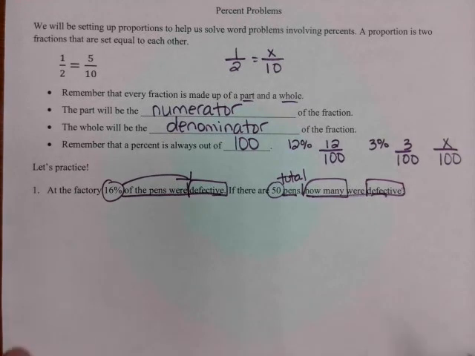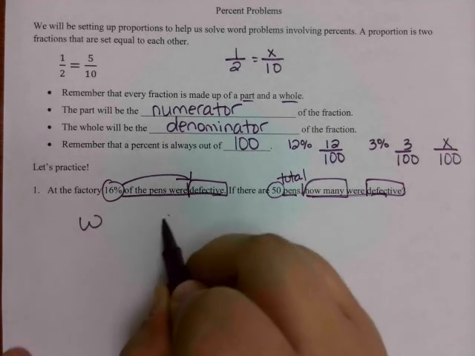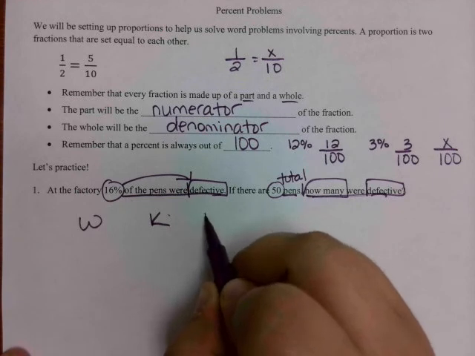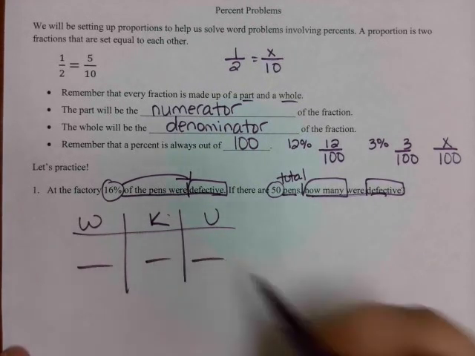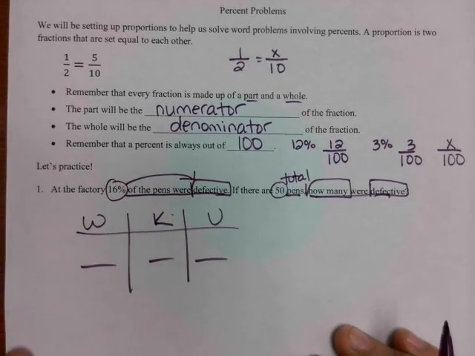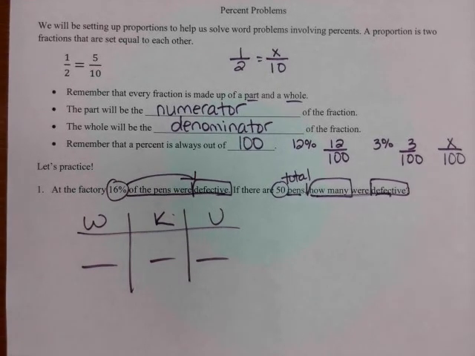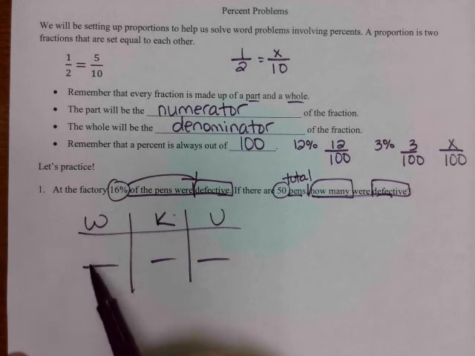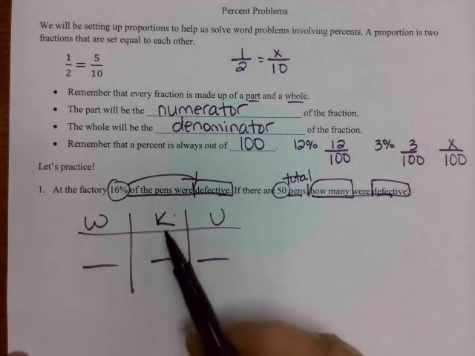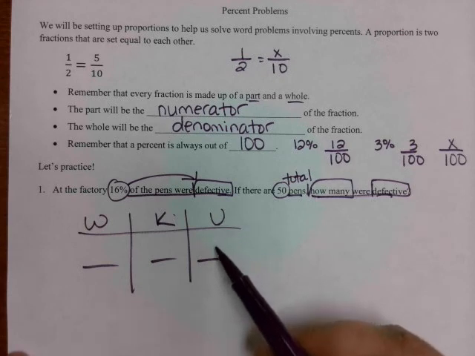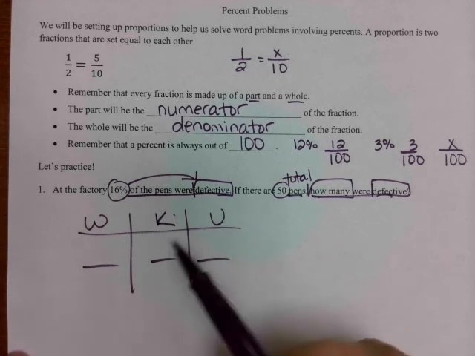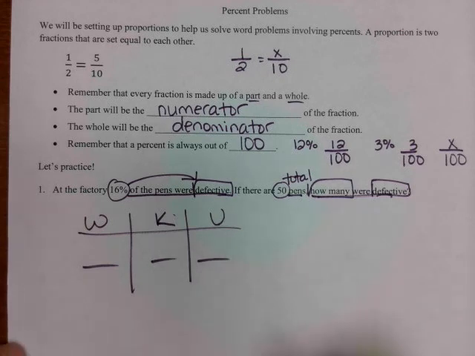So what we're going to do is set up what's known as a WKU. This is the way I set up a proportion. Set up this way every single time. So if you need to, take a moment, pause, get this written down. W stands for our word ratio. K stands for our known ratio. And U stands for our unknown ratio, what we're solving for. And ratio is a fancy word for a fraction.